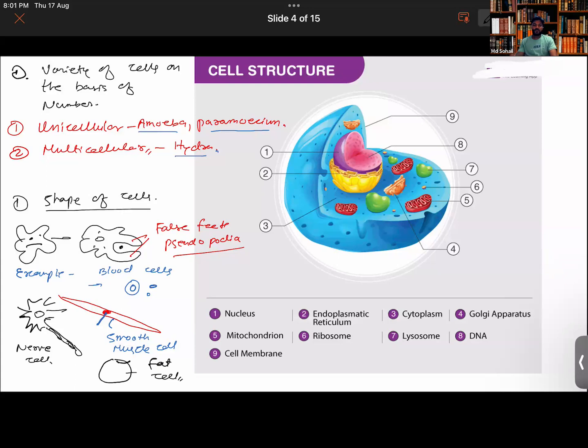Fat cell. In the same manner, you have got bone cells also. So depending upon the functions they perform, their shapes are varying here. Right, guys? So the shape of the cells, how is this shape being managed here?